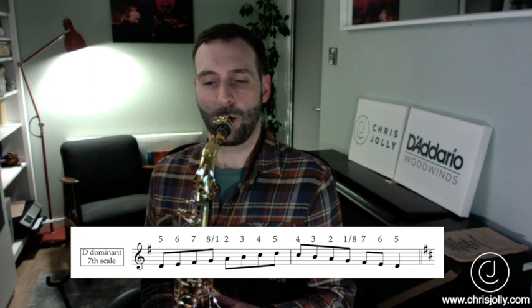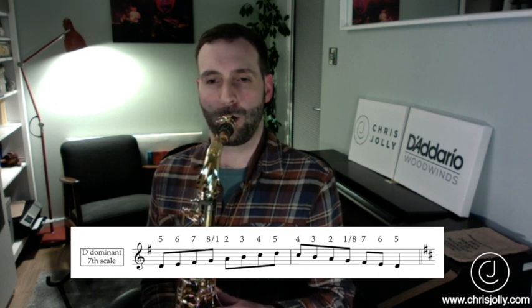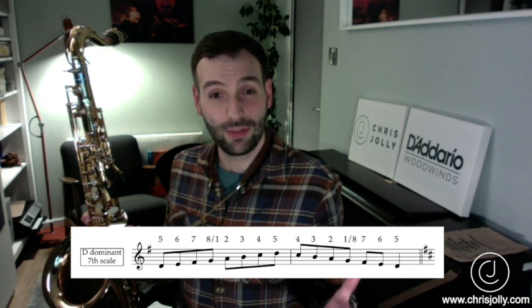Now let's keep that G major scale, but instead of starting on the G or the E, we're going to start on the D, which is the 5th note of that G major scale. Again, it changes the sound so much just by changing the starting note of that same group of notes. In this instance, we're actually playing the D dominant 7th scale.